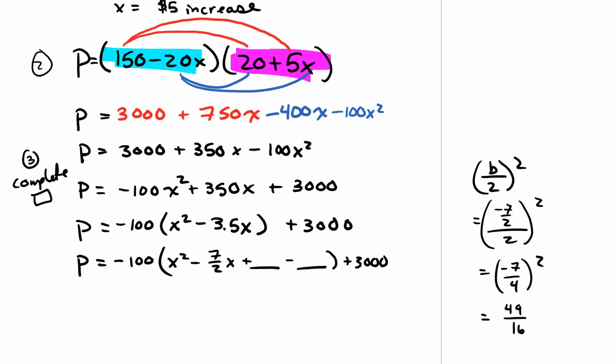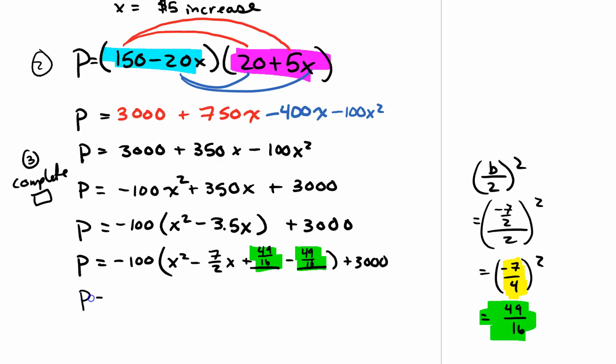So what I need to do here is, and I'm actually going to use a different color here for this one. Oh no, didn't take this one right here, so you can see where that's coming from. So I'm going to add 49/16, and I'm going to subtract 49/16 as well.